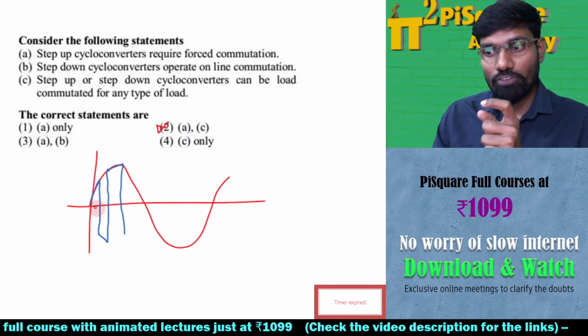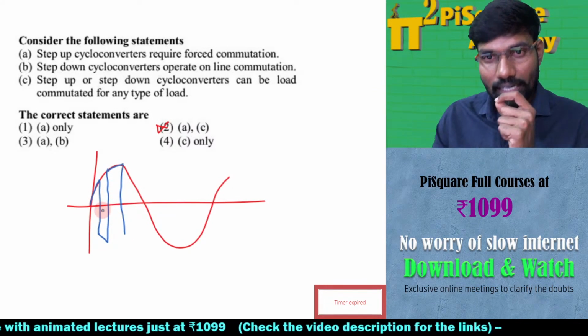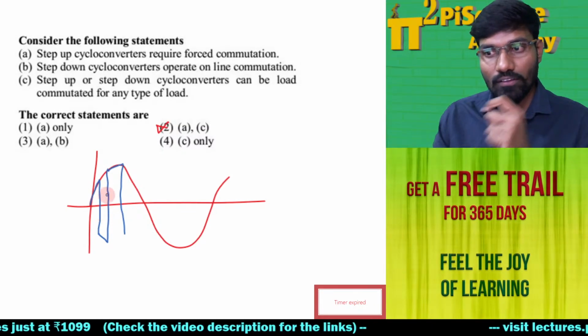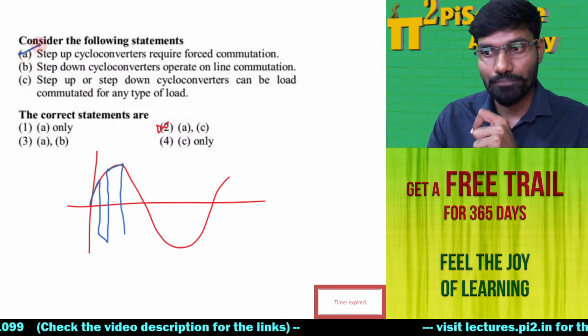For this kind of operation to happen, you need forced commutation, because here it should be commutated forcefully. We need forced commutation, so this is right.